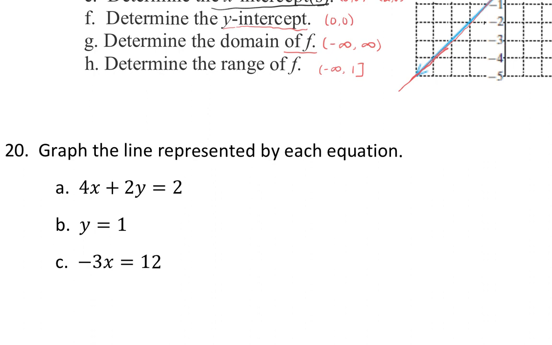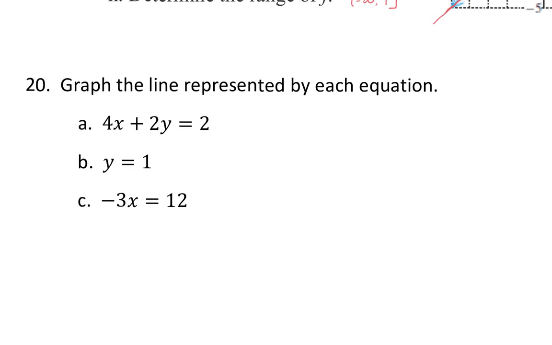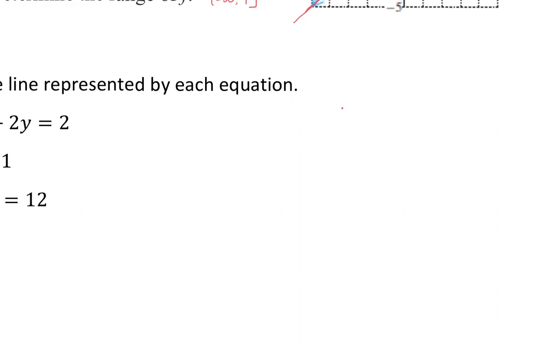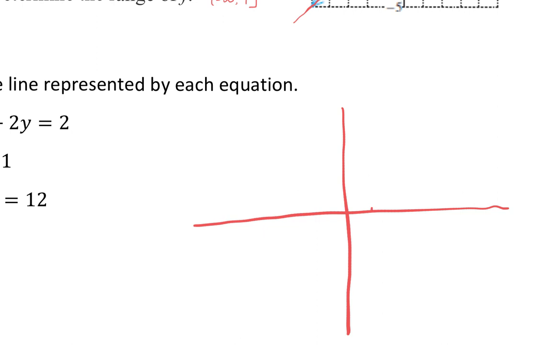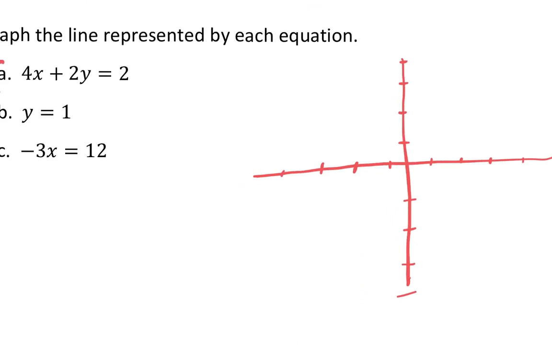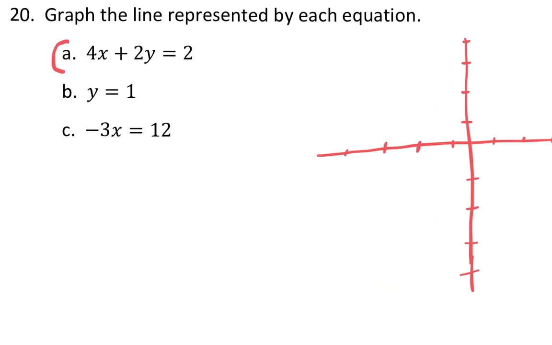Moving on to number 20, we want to graph the line represented by each equation. For this one, first, I'm just going to draw our graph. 1, 2, 3, 4. 1, 2, 3, 4. Okay, so here, looking at this first one, we are looking at 4x plus 2y equals 2.